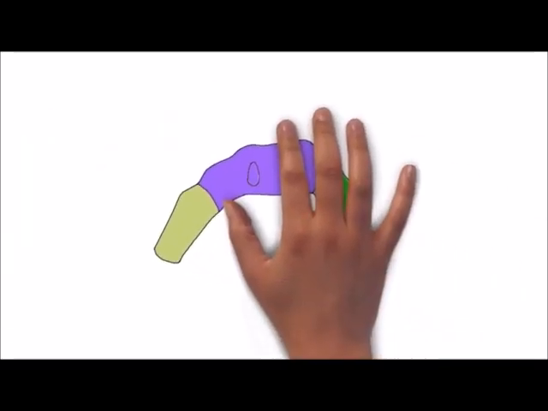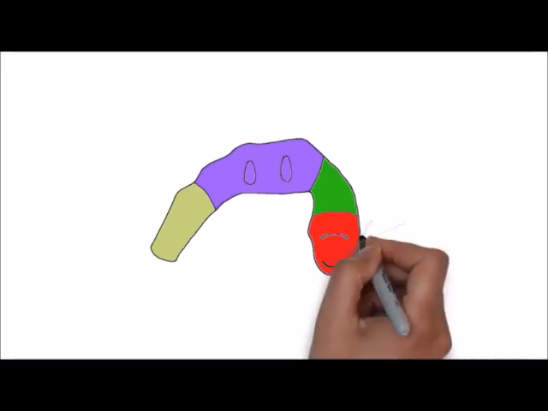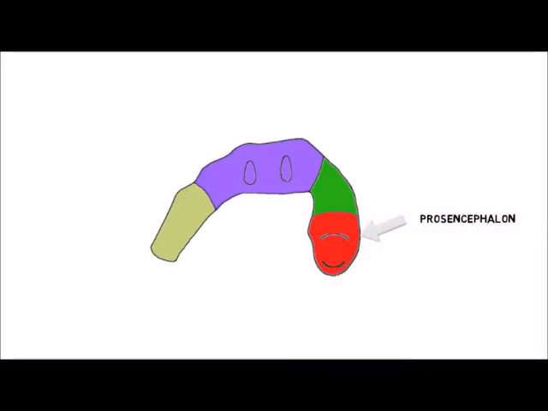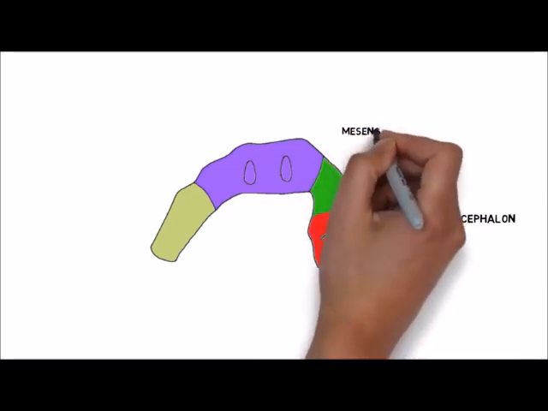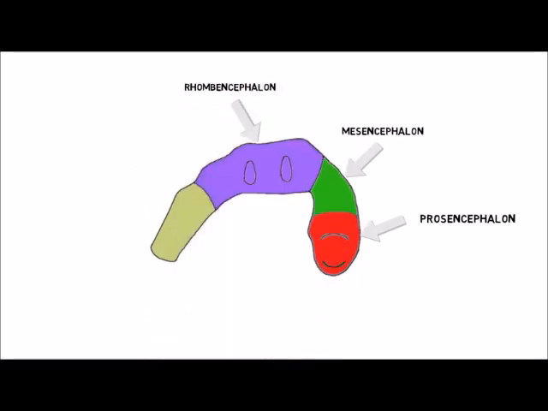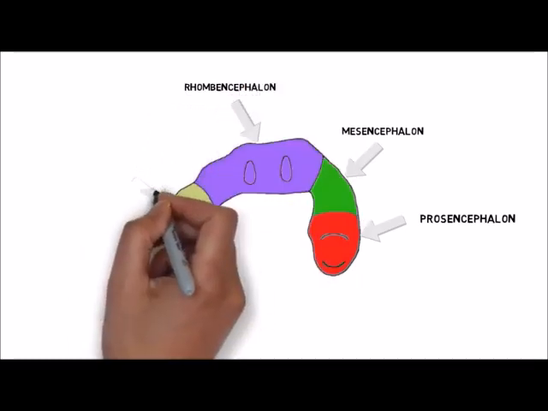As the neural tube closes, bulges and bends begin to appear, and they gradually become more noticeable. During the 4th week, there are 3 of these bulges present. They are called the primary vesicles. They are the prosencephalon, which will eventually form the cerebrum, the mesencephalon, which will eventually become the midbrain, and the rhombencephalon, which will eventually become the rest of the brainstem and the cerebellum. The end of the neural tube will form the spinal cord.